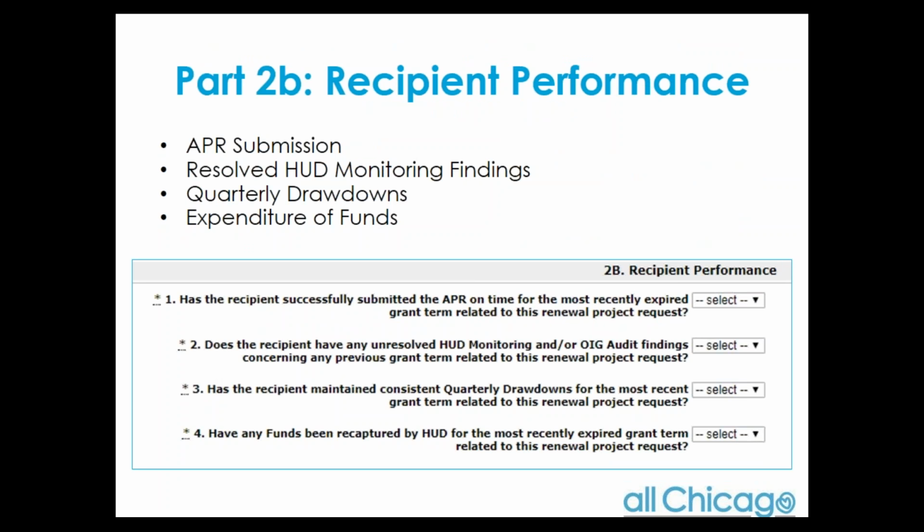What you'll also see in part 2 is the APR submissions, a few questions here that talk about the recipient performance. So it'll ask about if you've successfully submitted your APRs on time. Also, if you have had any HUD monitoring audit findings. You'll also see the quarterly drawdowns and expenditure of funds. So please just go ahead and select your answers here. Depending on your answers, you may see some conditional formatting that would make you answer some additional questions if it applies.